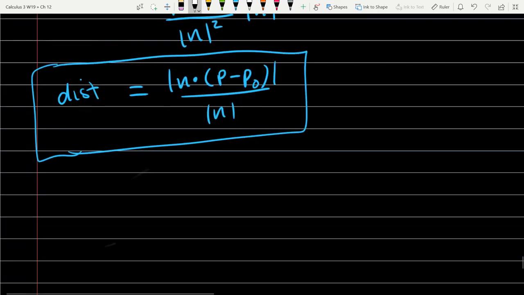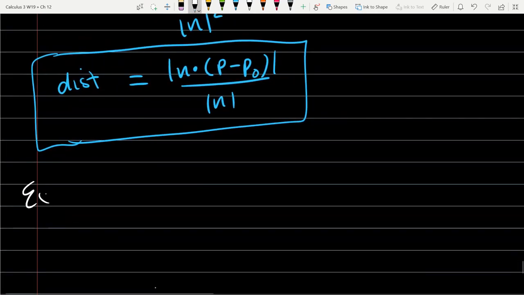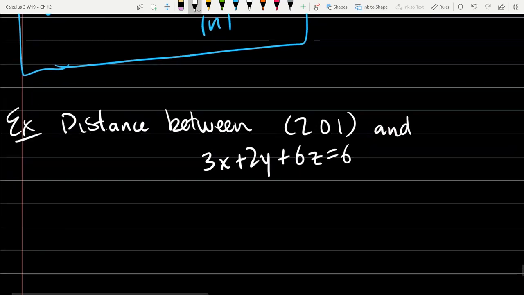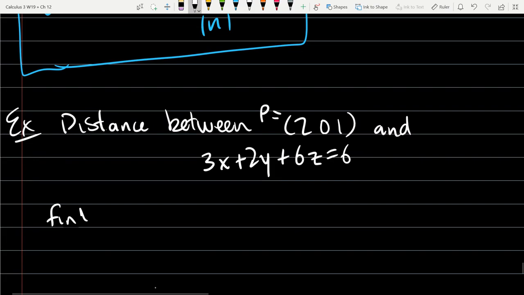So we'll use this in an example. This is between the point (2, 0, 1) and the plane 3x + 2y + 6z = 6. All right, so we're given a point. That's P. What I need to do is find P naught. P naught's any point on the plane.